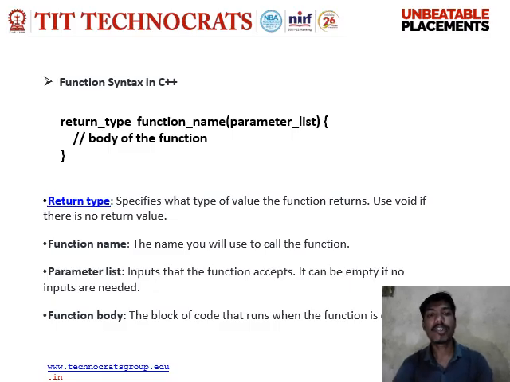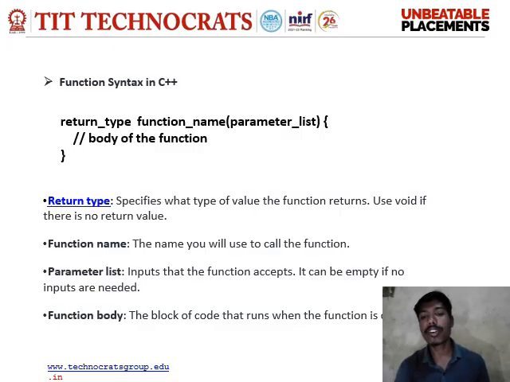Function syntax in C++: you should write first the return type of the function and the function name, then the parameter list and the body of the function. So what is the return type? It specifies what type of value the function returns. Use void if there is no return value.